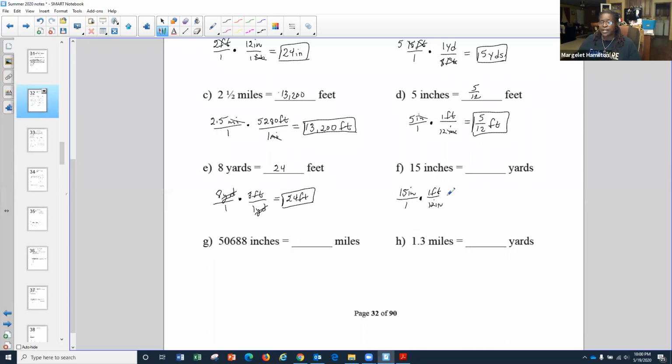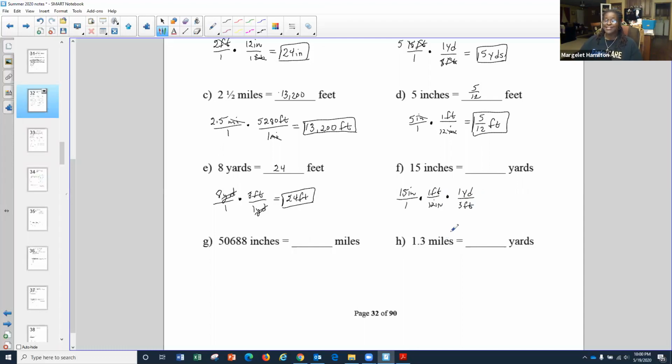Now let's go ahead and get our second conversion in there so we can do it all at the same time. So now that we technically have converted inches to feet, we know we can go from feet to yards. How many feet are in a yard? 3 feet. So we have 1 yard to 3 feet. Again, keeping it in perspective, we have to cancel out our inches and our feet to get to our ultimate goal of yards.